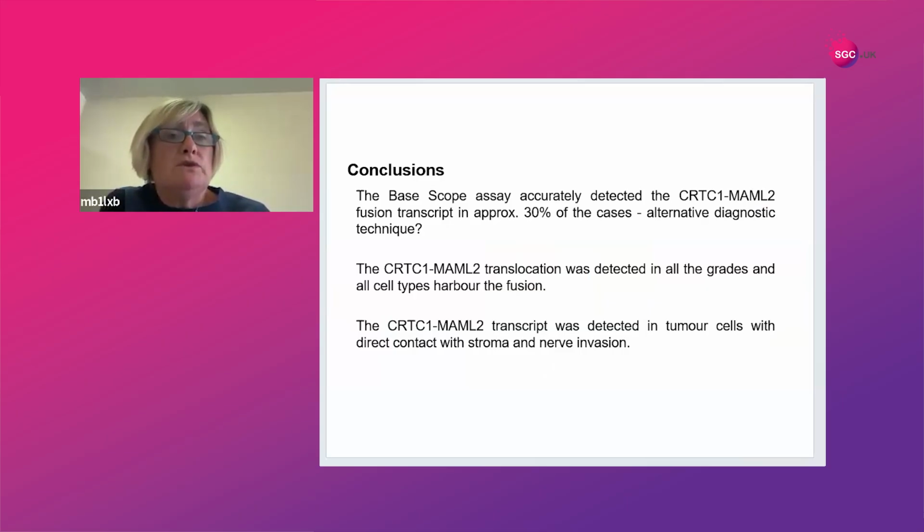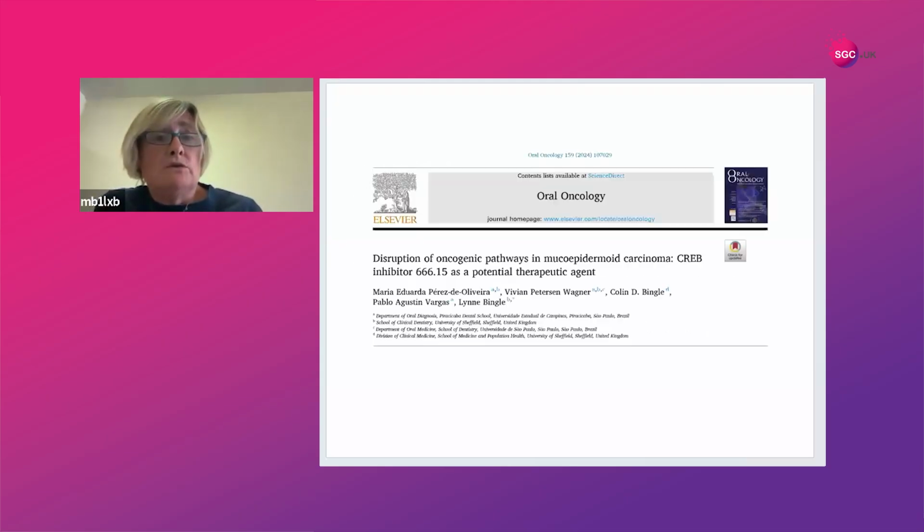So could this be used as an alternative diagnostic technique? It's relatively straightforward to use. You don't have to have a specialist fluorescent microscope, which you have to have for the FISH. It could be done in a routine lab by normal histology technicians. So it doesn't require the really specialist techniques that the FISH does, and it gives you more information. We detected it in all grades.